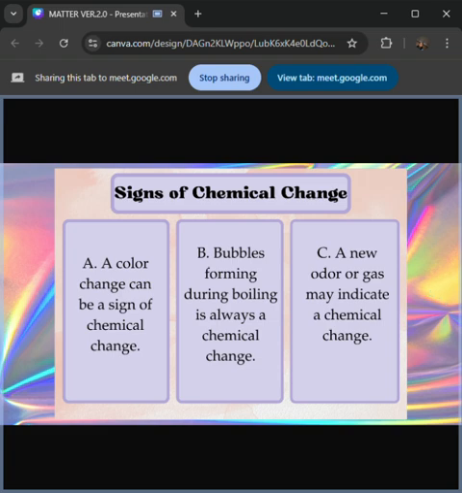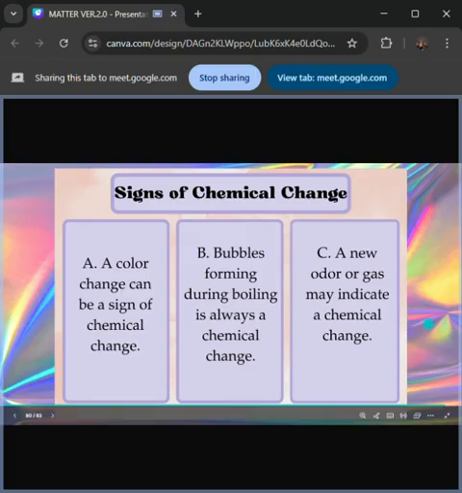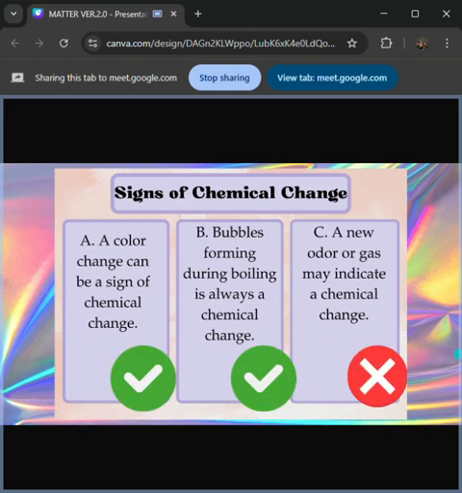Okay, so this is the last one, guys. So if anyone can answer, or if no one wants to answer this question, then let's just reveal the answer, and whichever is a lie here. Next slide, please. Okay, so let's find out. So there are signs of chemical change. The color change can be a sign of chemical change, which is true. And bubbles forming during boiling is always a chemical change, which is true as well. So the odd one out here is letter C, which says a new odor or gas may indicate a chemical change. So it's a lie. Now let's proceed with the next slide.